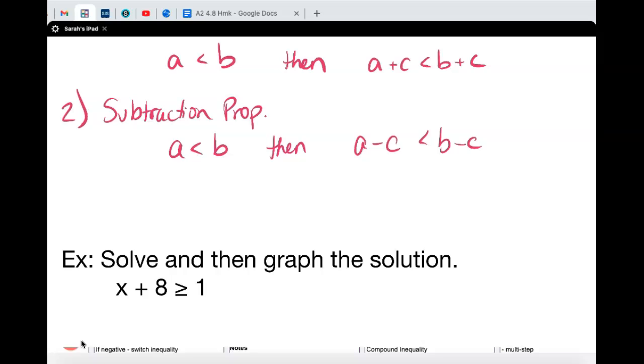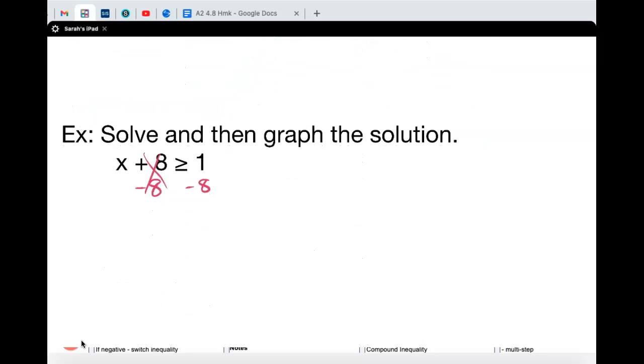How would I get x by itself? Minus 8. Right? So basically we're moving 8 over to the right side by subtracting it. So then this cancels, and I just have x. And negative 1 minus 8 is negative 7. So I solved it, x is by itself.